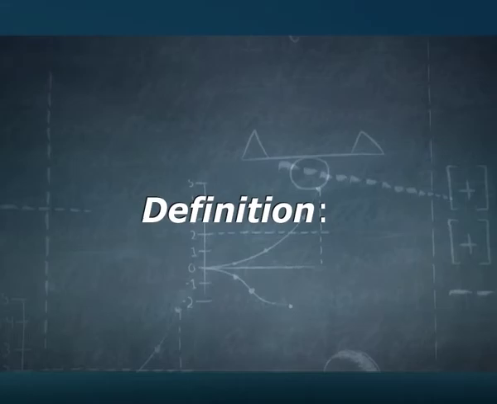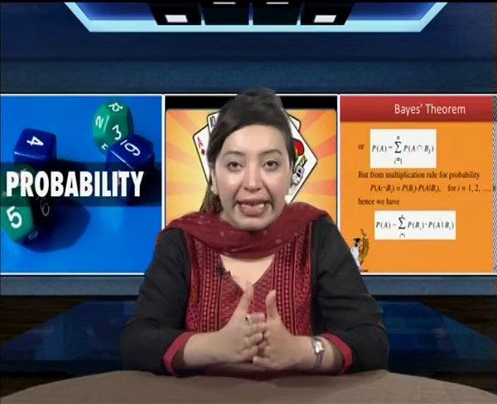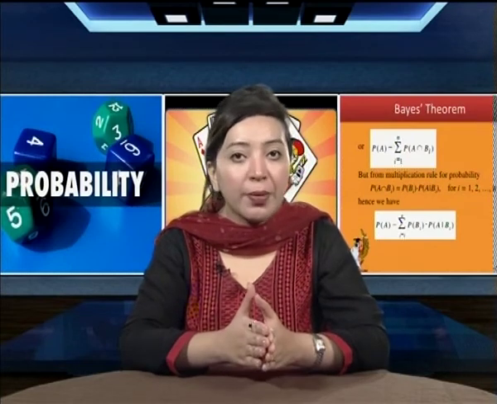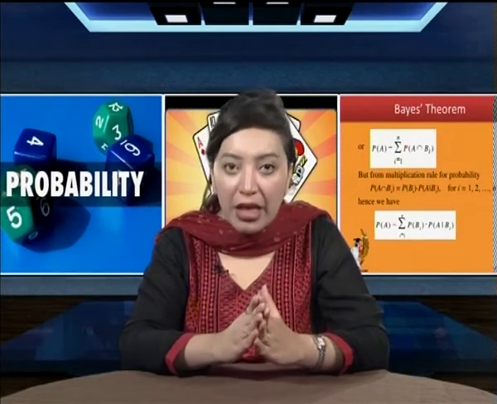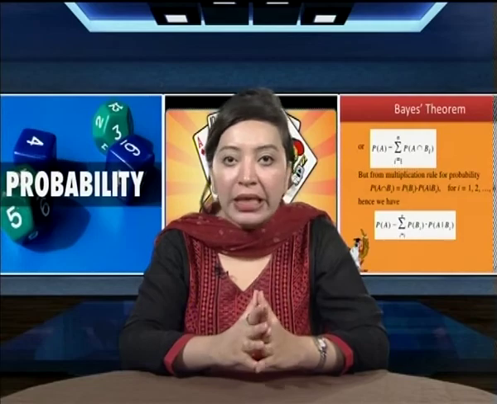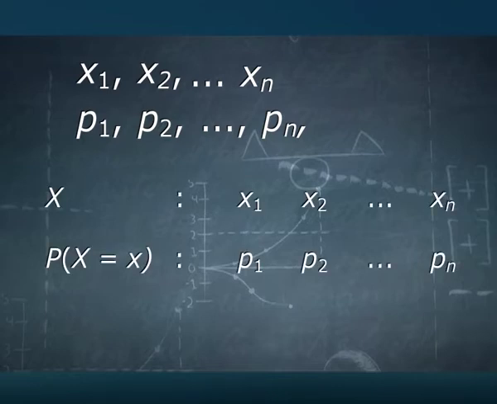Let's see the definition for this. A table listing all possible values that a discrete random variable can take on along with the associated probabilities is called a discrete probability distribution. If capital X is a discrete random variable that can take on values x1, x2, and so on xn with the corresponding probabilities p1, p2 and so on pn, then the probability distribution of X will be given as: capital X has values x1, x2, so on xn. The corresponding probabilities to this will be p1, p2, so on pn.